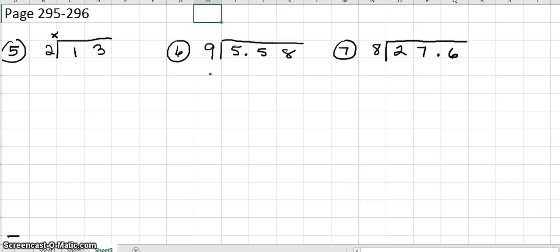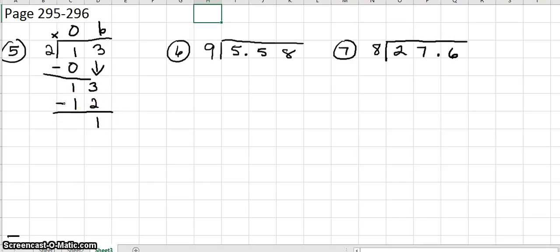What times 2 will give me 1? Nothing. 0 times 2 is 0. I subtract and get 1, and I bring down my 3. What times 2 equals 13? 6 times 2 is 12. That's the closest I can get to 13. I subtract and I get a 1.